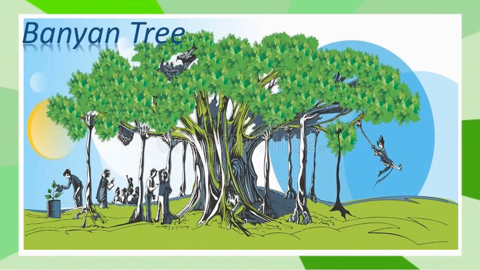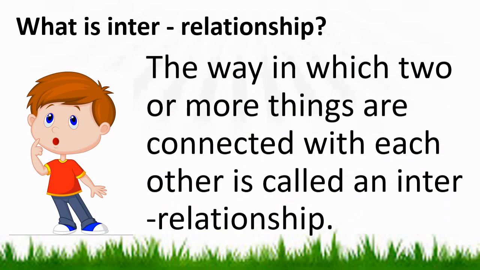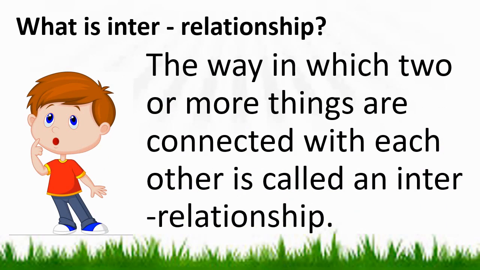Banyan trees are the world's biggest tree in terms of the area they cover. It is used for the purpose of medicines and many other purposes. Let us move further. What is the meaning of interrelationship? The way in which two or more things are connected with each other is called an interrelationship. Further, you will understand deeply about the interrelationship of living things.